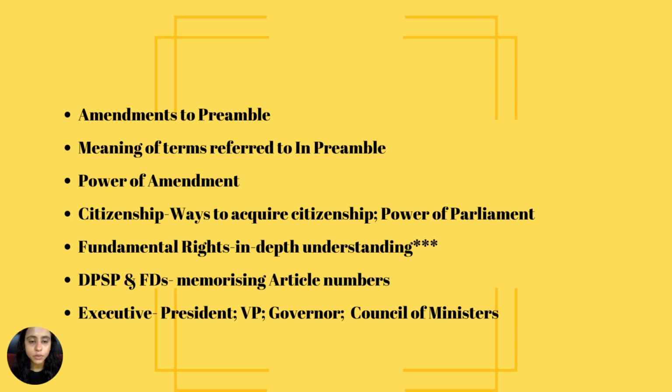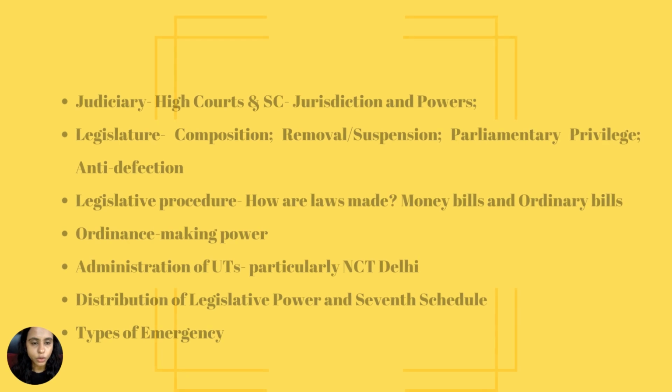Then we have DPSPs and fundamental duties, जिसमें it is very important to memorize article numbers as well, because content wise they do not really have much for you to understand. So memorizing article numbers becomes really important. Then of course we need to know about the executive, जहाँ पे आपको offices of president, vice president, governor, council of ministers, इनके election removal के बारे में you should have a working knowledge.